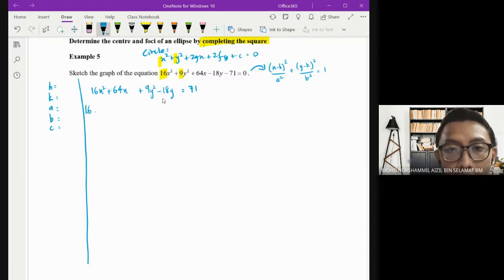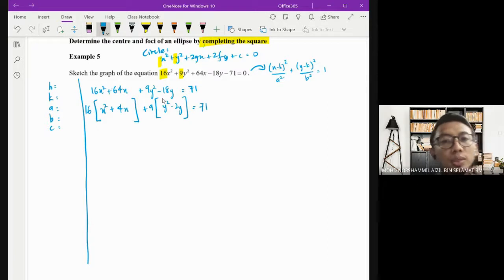Always factorize to make your x square coefficient becomes 1. So x square plus 4x plus 9 y square minus 2y equals to 71. So this is your second step. Second step mesti factorize by variables. Make sure the coefficient of the power of 2 always 1.